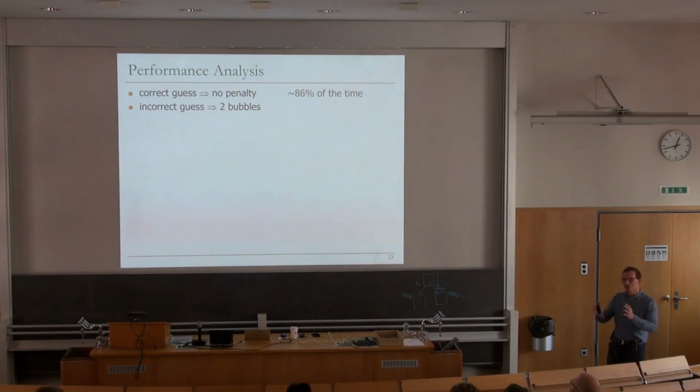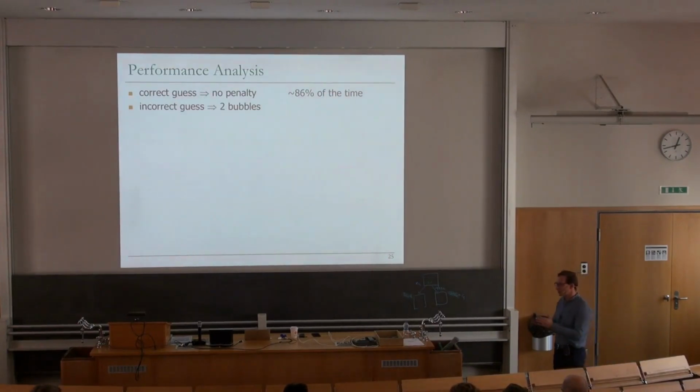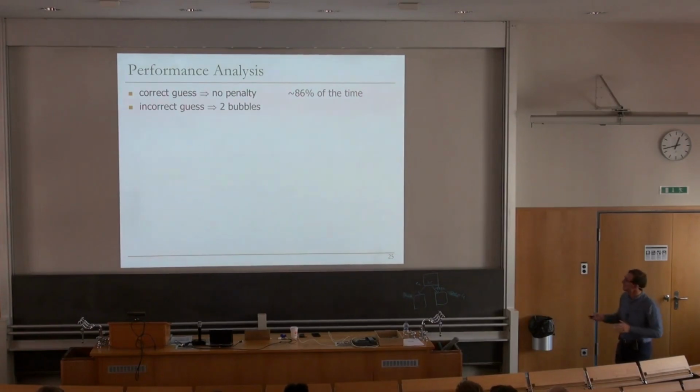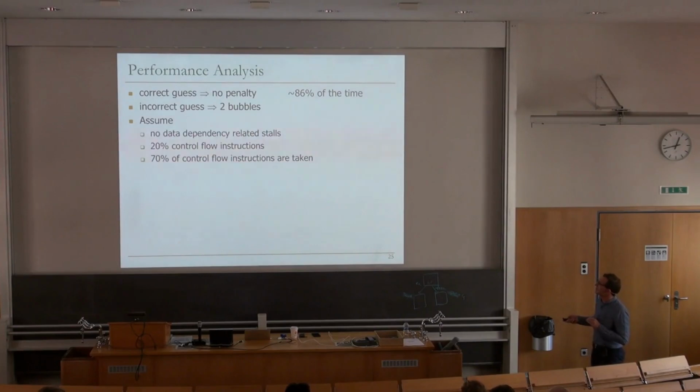Whenever you have short and narrow pipelines, you're not going to get much benefit from branch prediction. So assume that we have a correct guess, no penalty. An incorrect guess gets us 2 bubbles. And let's assume that this happens 86% of the time. We have 20% control flow instructions, and 70% of the control flow instructions are taken.